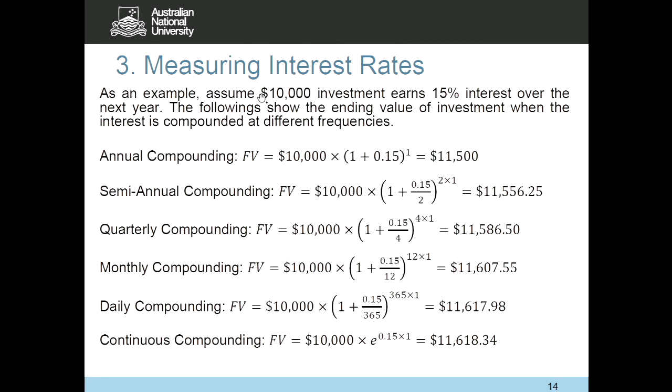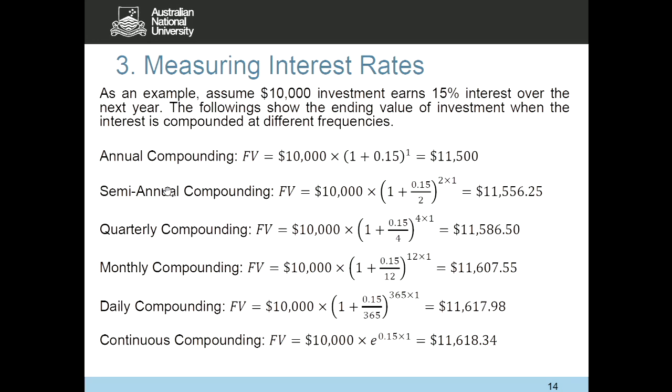So imagine you have a $10,000 investment that earns 15% interest rate over the next year. And the following shows the ending value of the investment when the interest rate is compounded at different frequencies. So we're going to start with something really simple. This 15% only compounds once per year, so annual compounding. What that means is you take that $10,000, multiply by 1 plus 15% raised to the power of 1, and that's your ending value. That's your future value.